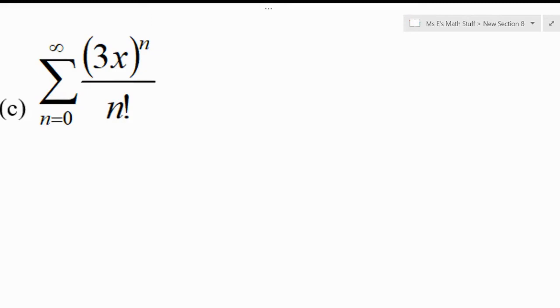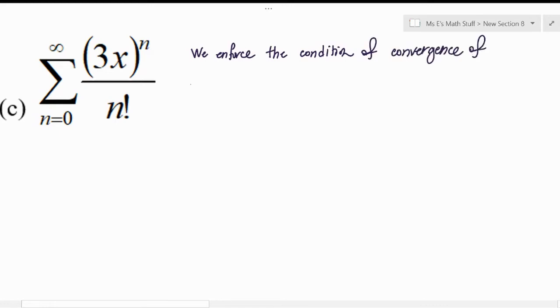All right, my friends, and again, another example where you're not looking at something that's geometric, so we'll fall back on kind of like the big stick of finding interval of convergence, which is enforcing. So we enforce the condition of convergence of the ratio test. All right, hopefully you're getting kind of the feel for that little sentence there.